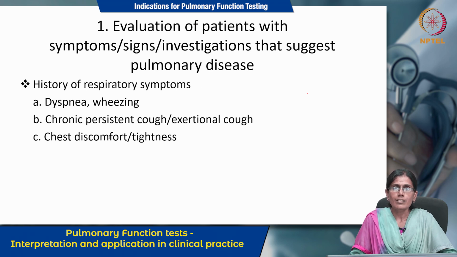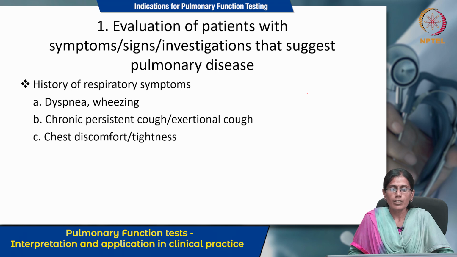So we'll start the indications. First one, evaluating a patient with respiratory symptoms, signs or investigative findings suggestive of underlying lung disease. We want to find out whether this patient really has lung disease or not. Spirometry helps us to differentiate obstructive and restrictive lung disease.